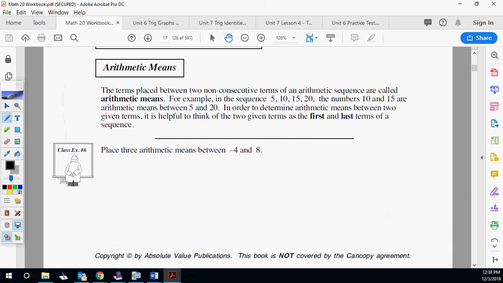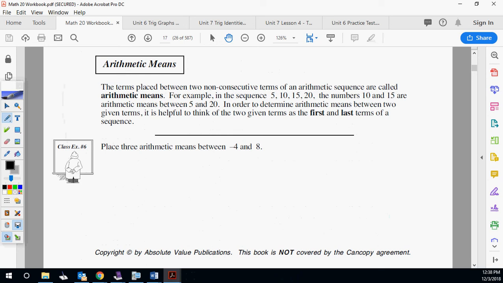Okay, arithmetic means. It says the terms placed between two non-consecutive terms of an arithmetic sequence are called arithmetic means. For example, in the sequence 5, 10, 15, 20, the numbers 10 and 15 are arithmetic means between 5 and 20. So they're in between the values.